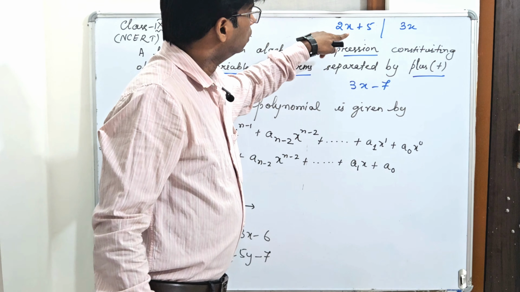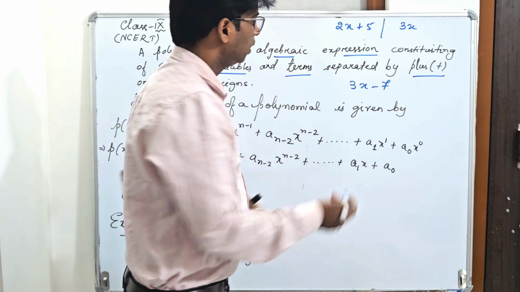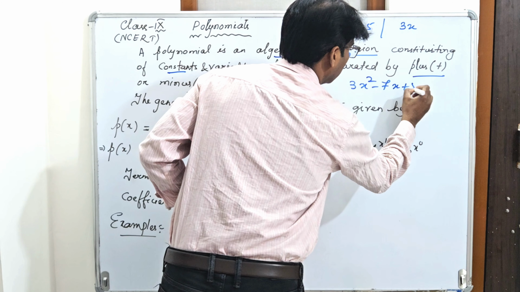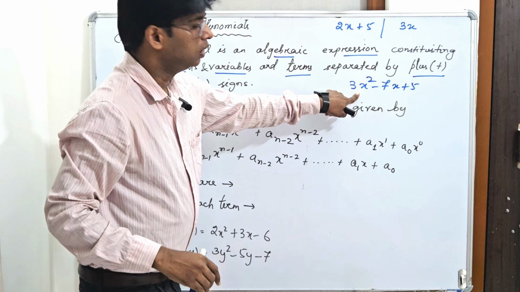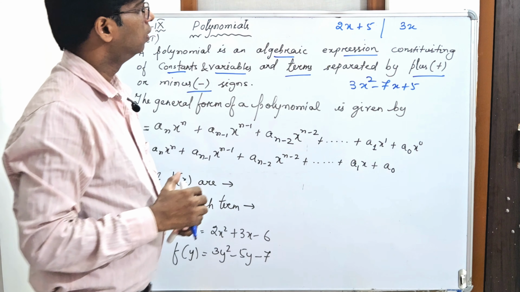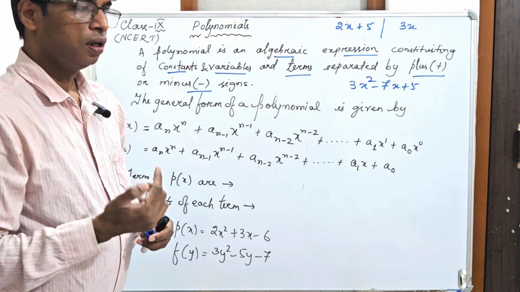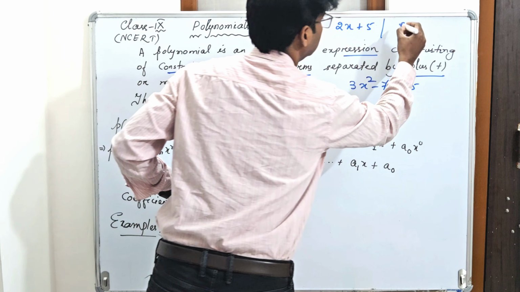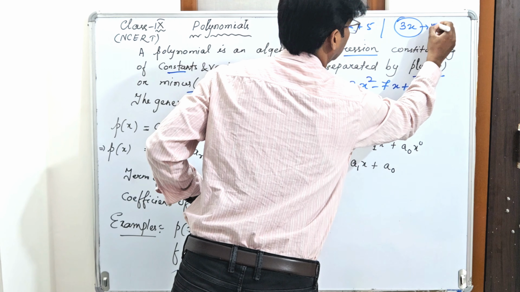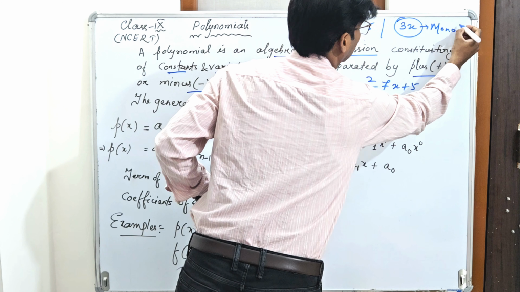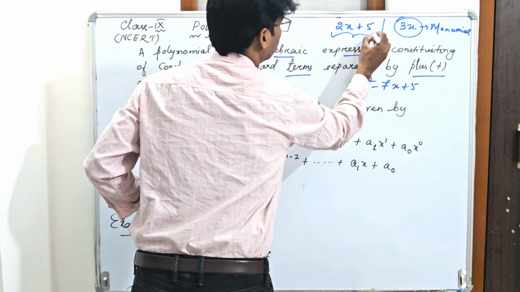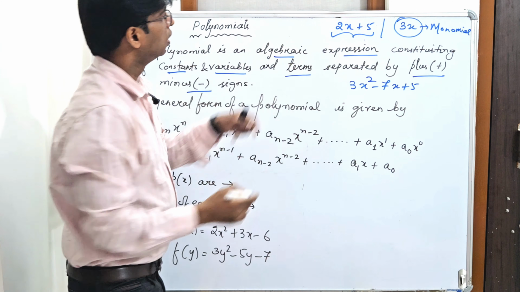Single term, then 2 terms, then again if I write 3x square minus 7x plus 5, you can see there are now 3 terms. On the basis of the number of terms, a polynomial can be named as follows. Suppose I write 3x, it is said to be a monomial, which has been taught in class 7 also. Even if I say 2 terms, that is known as what? A binomial.